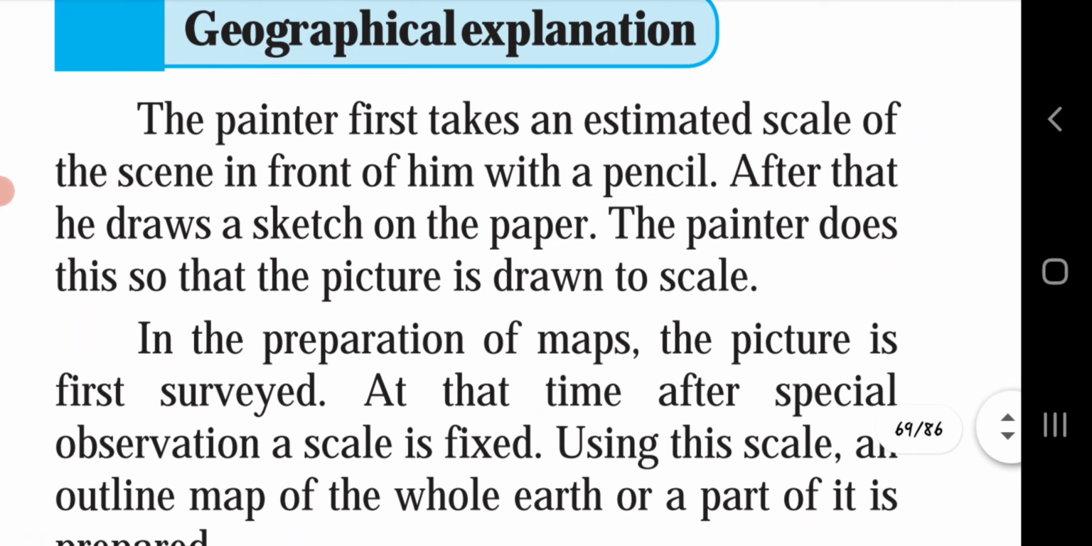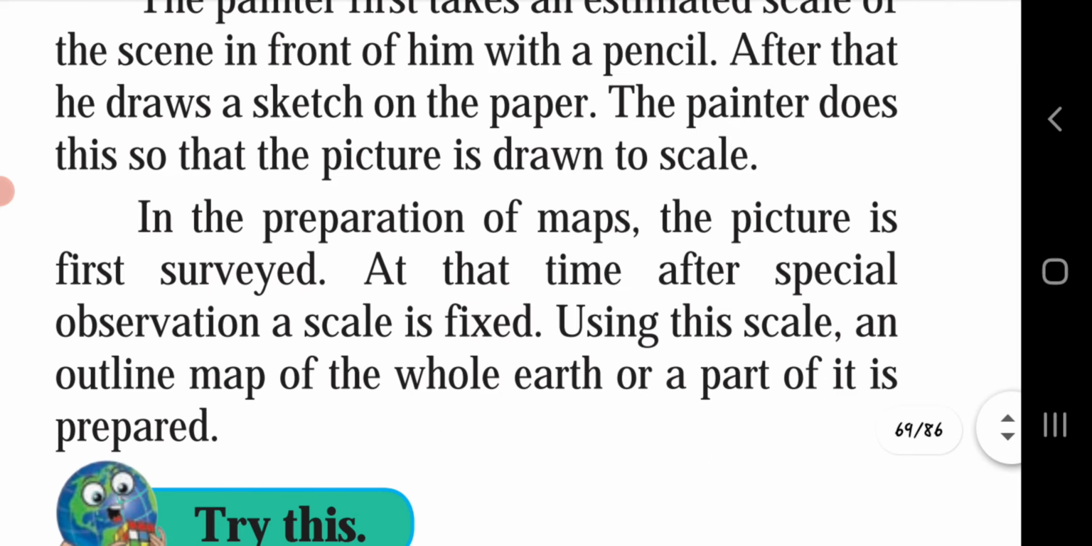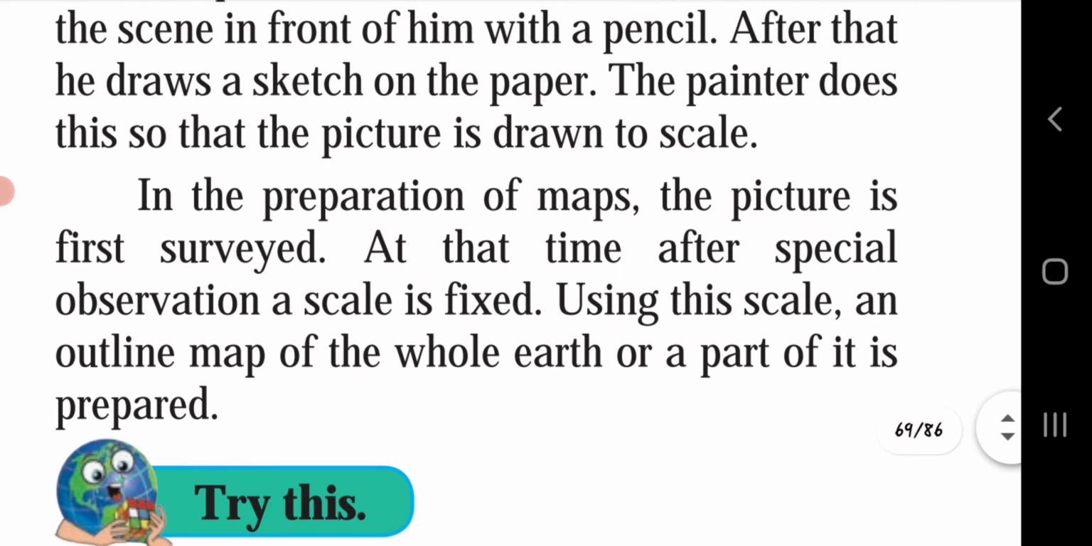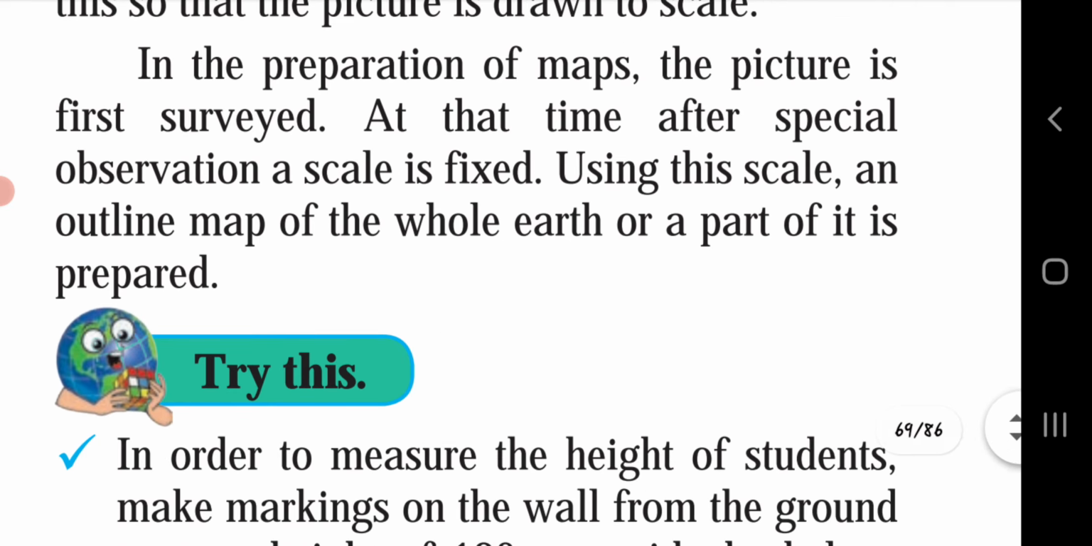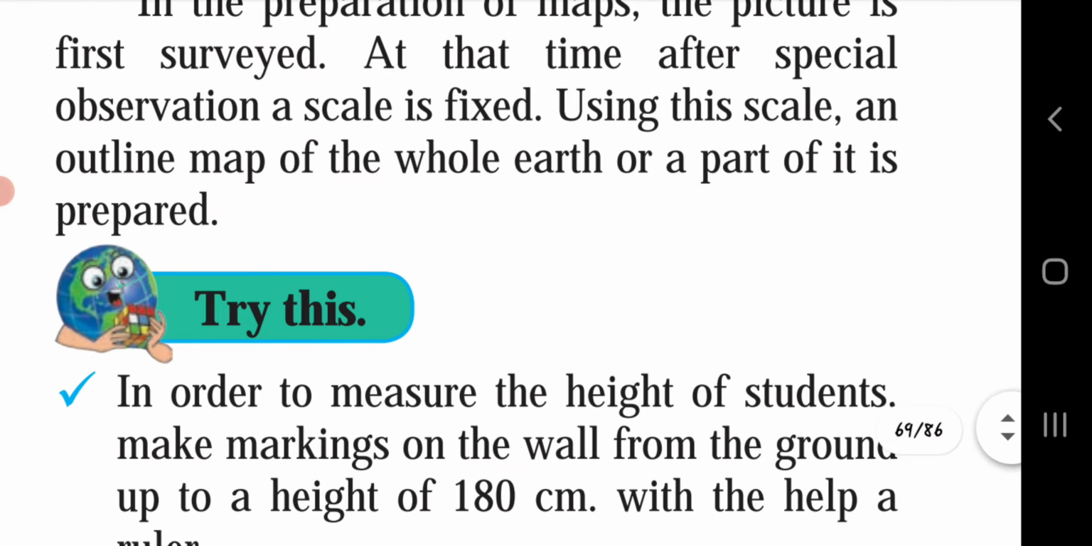Let's see the geographical explanation. The painter first takes an estimate scale of the scene in front of him with a pencil. After that, he draws a sketch on the paper. The painter does this so that the picture is drawn to scale. In the preparation of maps, the place is first surveyed. At that time, after special observation, a scale is fixed. Using the scale, an outline map of the whole earth or a part of it is prepared.